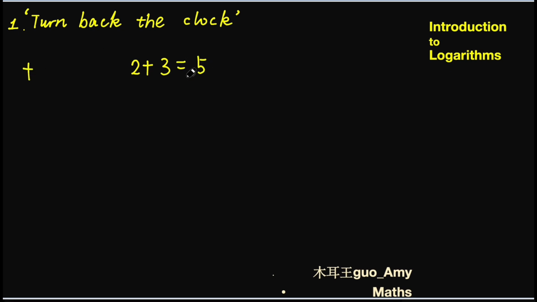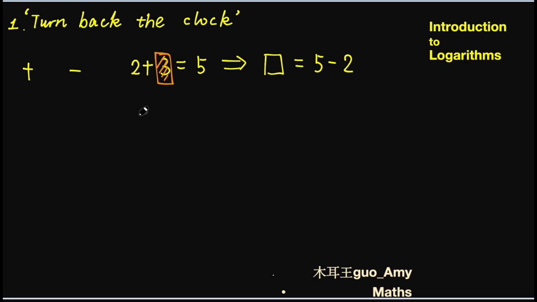And then, at some point, if we don't know this number in this addition, how can we express this unknown number? At that point, we learned subtraction. This box is equal to 5 minus 2. Therefore, we know addition and subtraction are opposite operations.